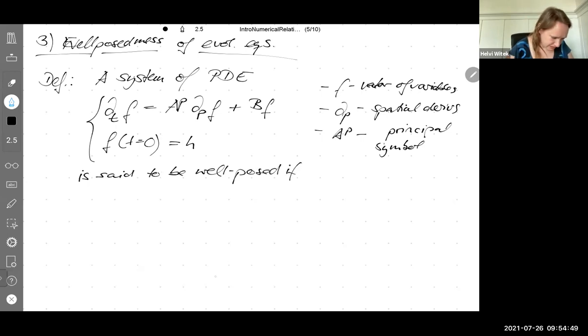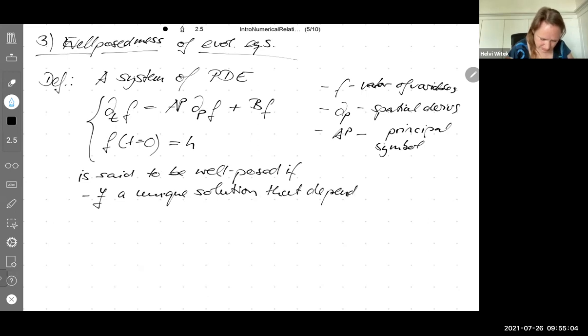If there exists a unique solution that depends continuously on smooth initial data. So this is a mathematical definition.